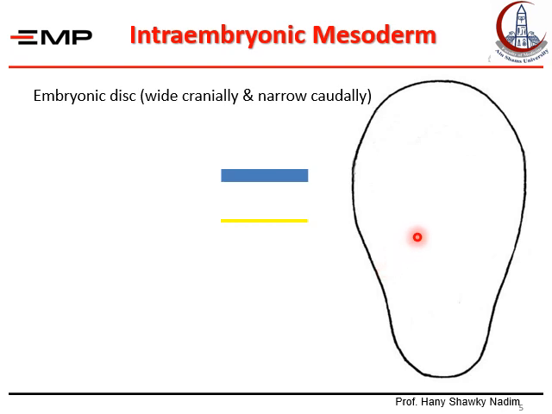As I said, we have to revise the development of the intraembryonic mesoderm. This is a top view of the embryonic disc. As you can see, it's oval in shape, but broad cranially and narrow caudally. It's made of two layers, an epiblast on top and hypoblast below.